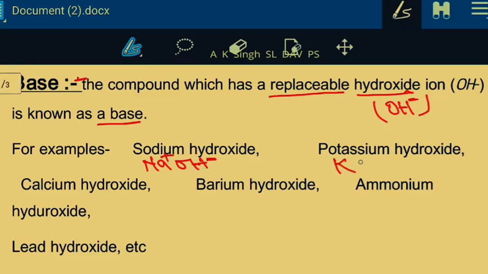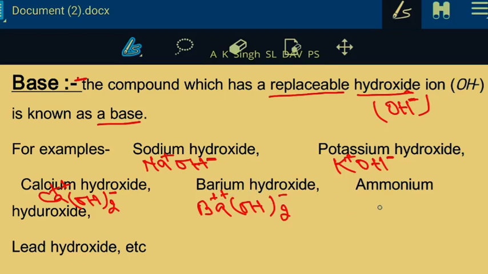Potassium hydroxide, KOH. It also has a replaceable hydroxide ion. Calcium hydroxide, Ca(OH)2, also has a replaceable hydroxide ion. Barium hydroxide, Ba(OH)2, also has a replaceable hydroxide ion. Ammonium hydroxide, NH4OH.